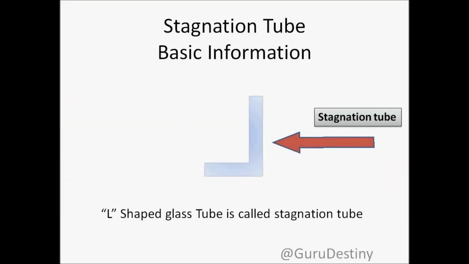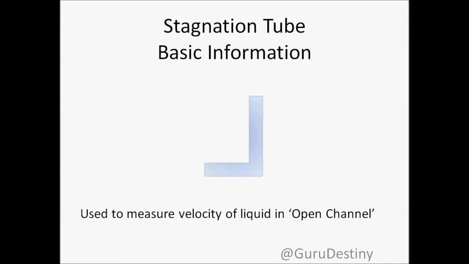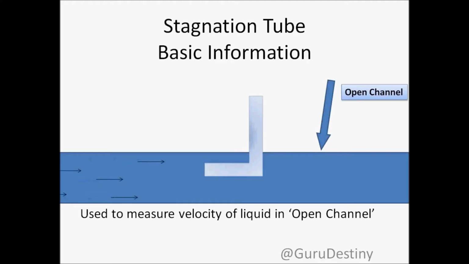Welcome. Today we are going to capture some basic information about the stagnation tube. This L-shaped glass tube is generally called a stagnation tube, used to measure the velocity of open channel. Open channel means where the fluid, particularly water, is flowing, but it's open from the top part.